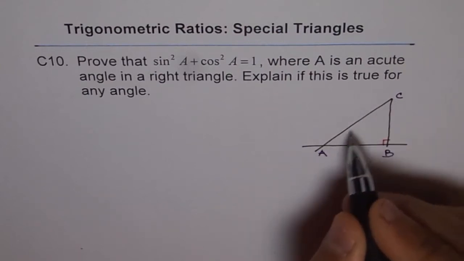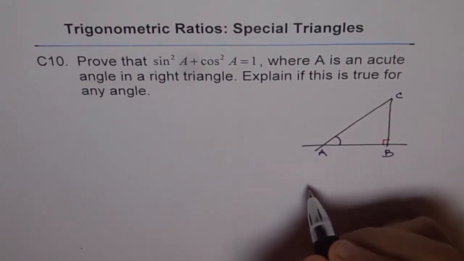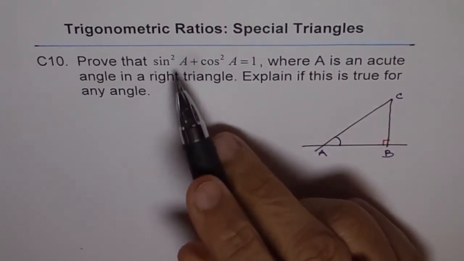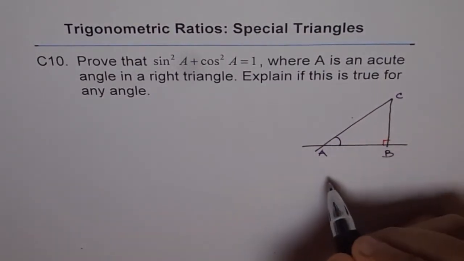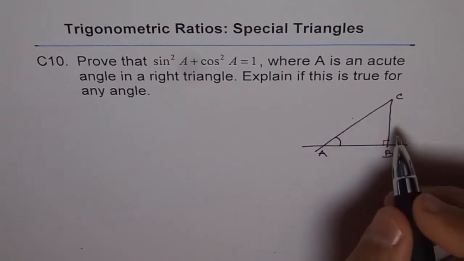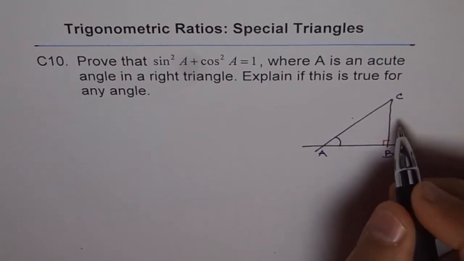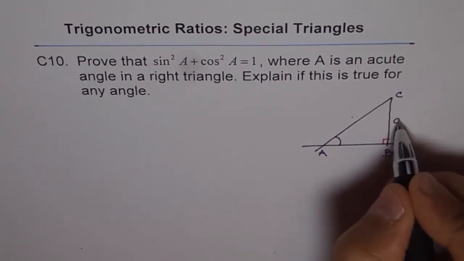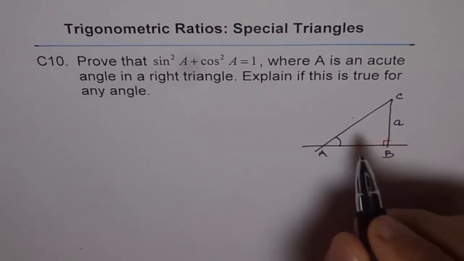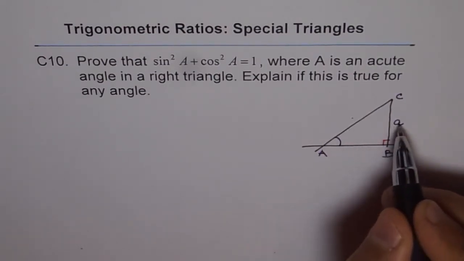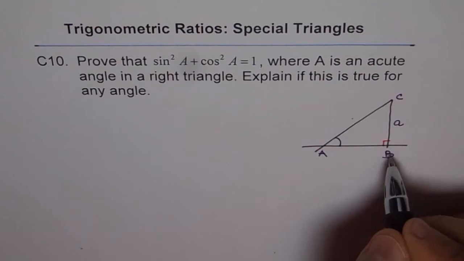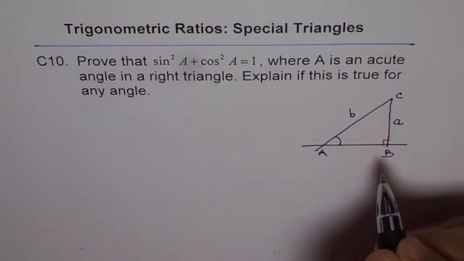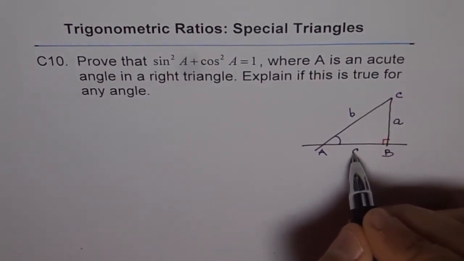So if this is the angle A we are talking about, then what is sine? Sine should be opposite side over hypotenuse, correct? So let me write this side as small a. So normally what we do is that side opposite to the angle is normally written by a lowercase letter. So in that case, for me, this side will become b, right? And that side will become c.